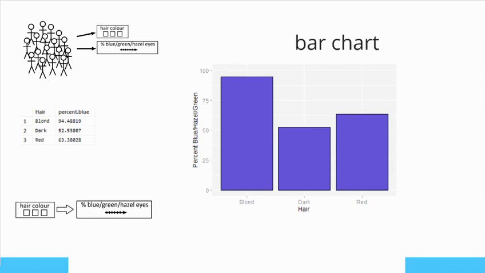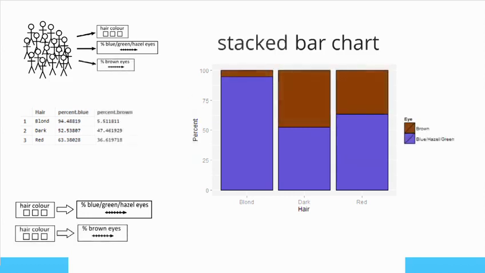You can put the brown eyes in too. You could put them on top. That would be a stacked bar chart. You could put the brown ones next to it as well and have a column of blues and a column of browns. It doesn't really matter. Most of the time you'll only put one of them, whichever one you're most interested in. If there's only 2 options, you usually only put one. So that's a bar chart.